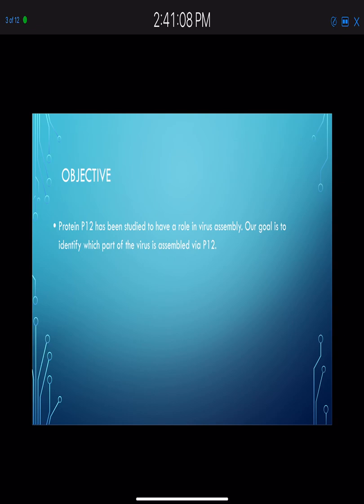Our objective for this research is to find out what exactly P12 does in Phi-6. Protein P12, as we know, has been studied to have a role in the virus assembly, but our goal is to see what part of the virus is assembled due to P12.